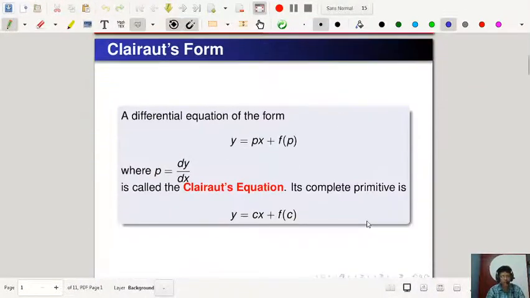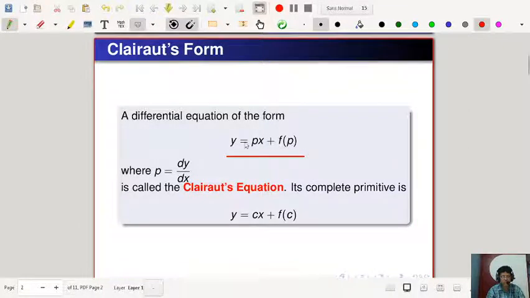You have already known about the differential equation of the form y equal to px plus a function of p. This is Clairaut's equation, where p is the first order derivative dy/dx, and you know that its complete primitive is y equal to cx plus f of c. And how will you get this?